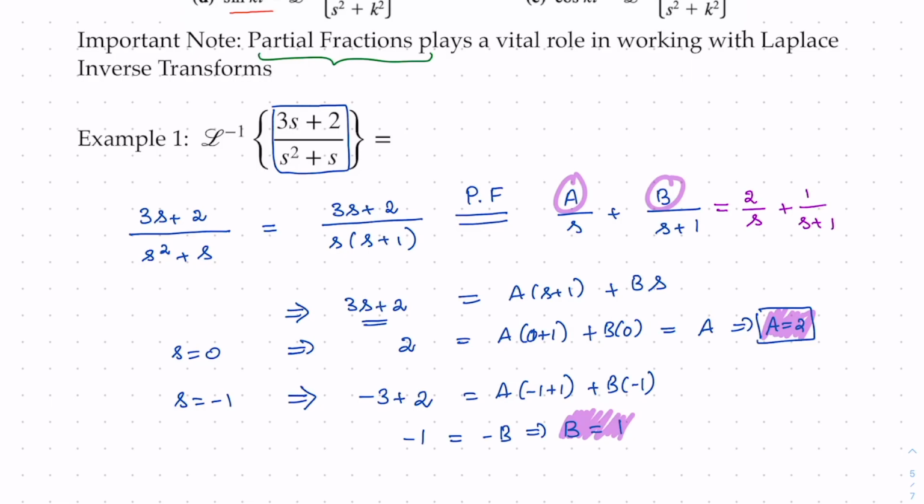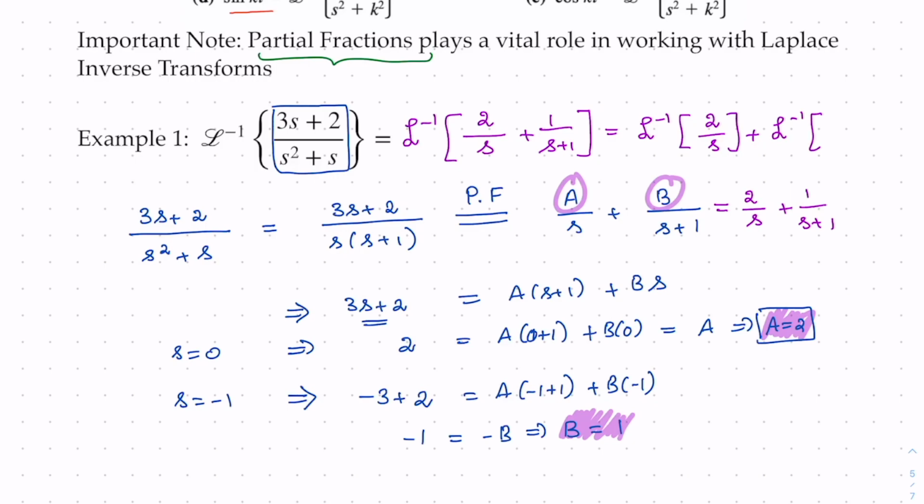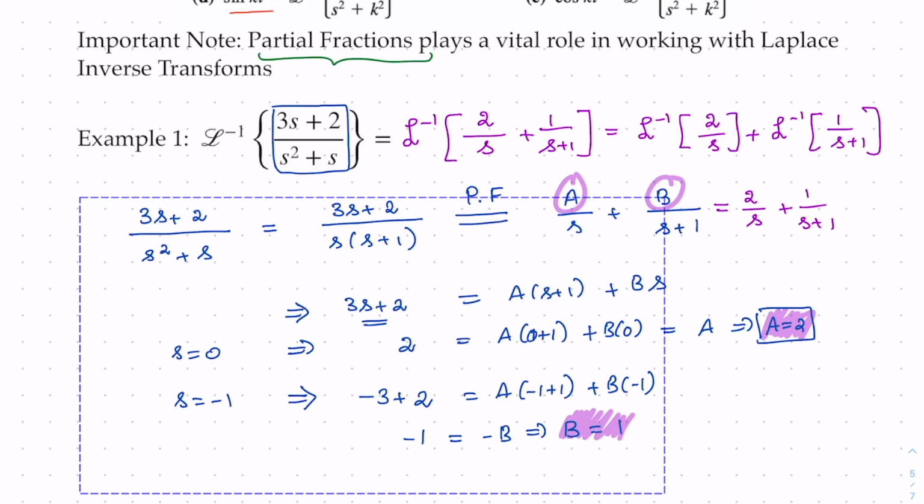And so therefore, ladies and gentlemen, this whole thing can now be rewritten as the Laplace inverse of 2 over s plus 1 over s plus 1, which, using the linearity property, is the Laplace inverse of 2 over s plus the Laplace inverse of 1 over s plus 1.